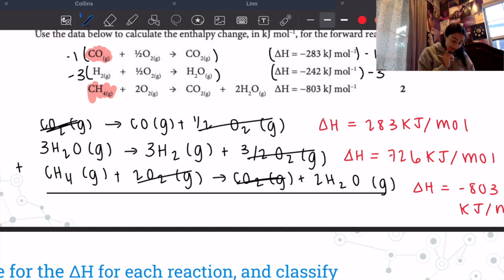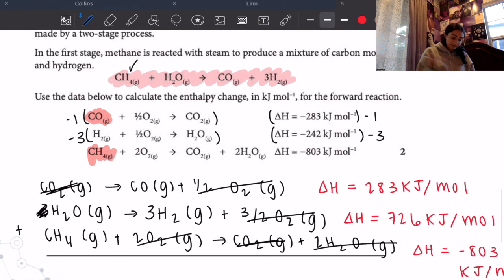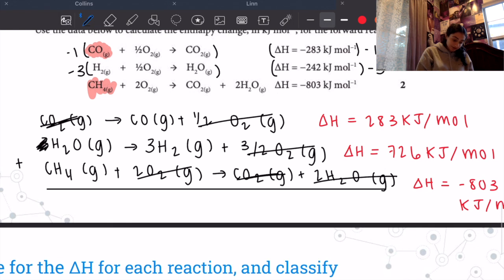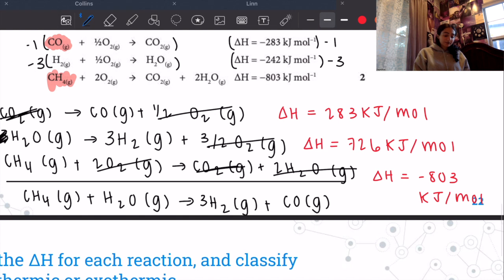And then let's see what else we can cancel out. We have 3 moles of H2O on the left and 2 moles on the right. So the 2 here on the right side is going to cancel out, and we're left with just 1 on the left side. And that seems to nicely match our overall reaction. So I'm going to quickly write that down. Great. So that is our reaction.